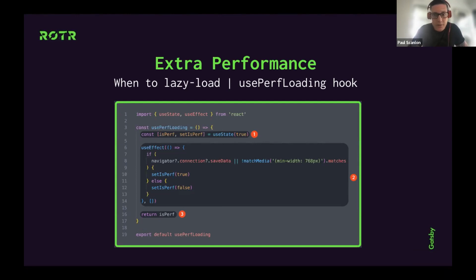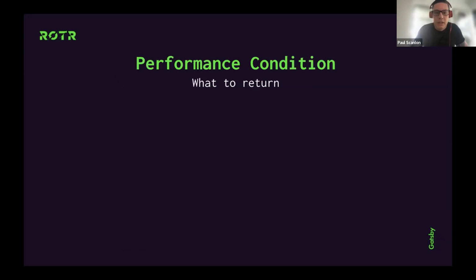So if it exists, or if the screen width is less than 768, I'm going to set this perf value to true, and otherwise I set it to false. And then in 3, I just return that state value. So for this hook, usePerfLoading, it's either going to return a Boolean value of true or false.